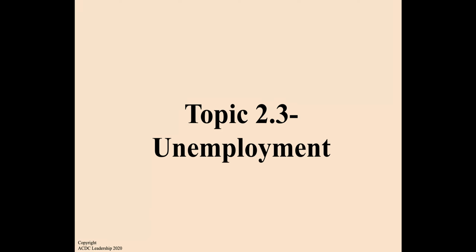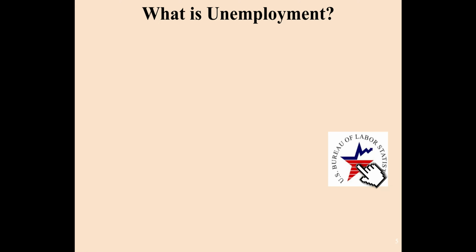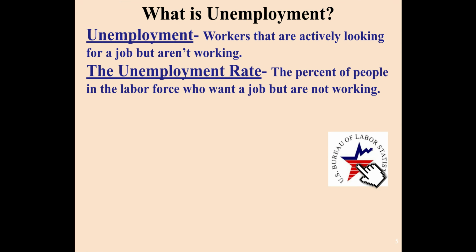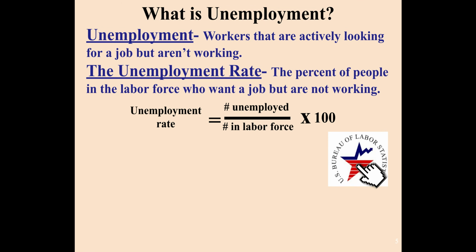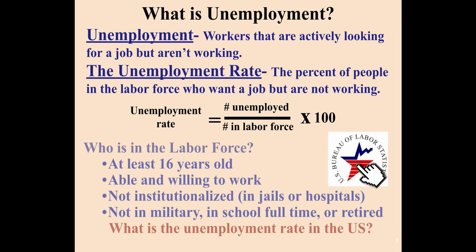Today we're going to talk about topic 2.3, unemployment. So how do we measure unemployment? Well, unemployment is a definition that workers that are actively looking for a job but aren't working. The unemployment rate is the percent of people in the labor force who want a job but are not working. So the equation for the unemployment rate is the number of unemployed over the number in labor force times 100 to give you a percentage.